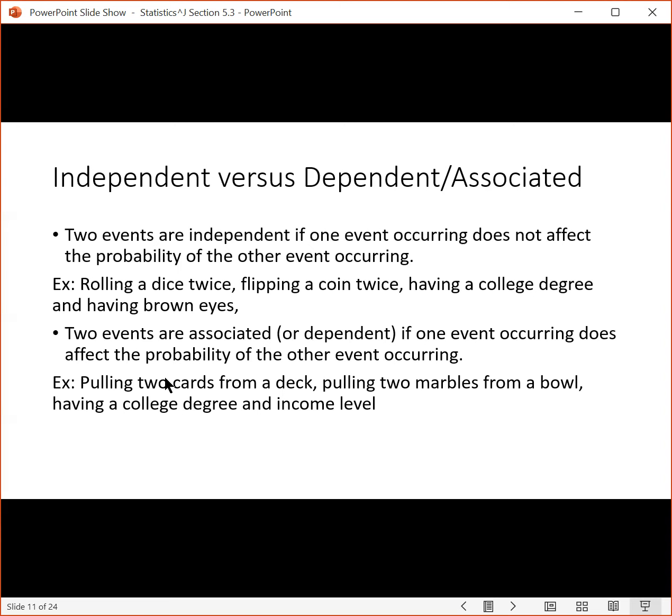If you pull two cards from a deck, now the issue there, if you're like, wait, isn't that the same thing as rolling a dice twice? No, see, when you pull the first card from the deck, then the next card pull, the probability is going to be affected. If you pull an ace from a deck, there originally were 4 aces in the deck, and now there are only 3. So there is less of a chance of pulling an ace on the next card pull because you've already pulled 1. That's what we mean by associated or dependent. The events affect each other.